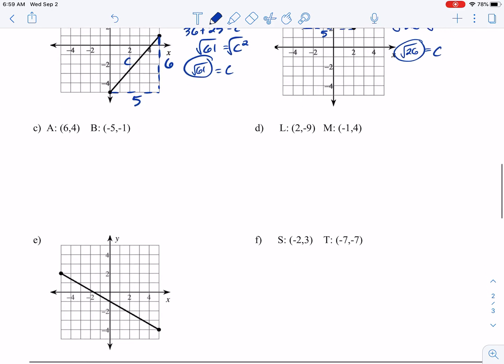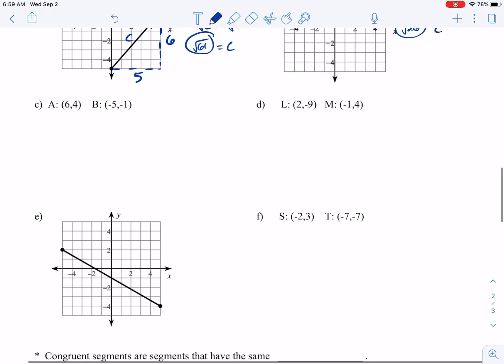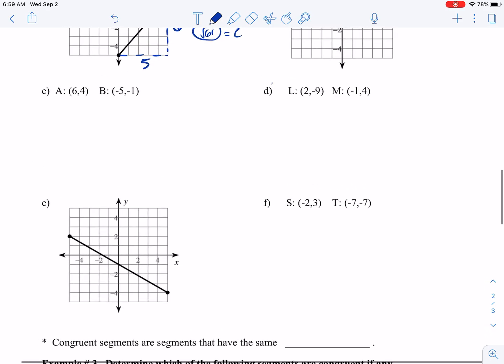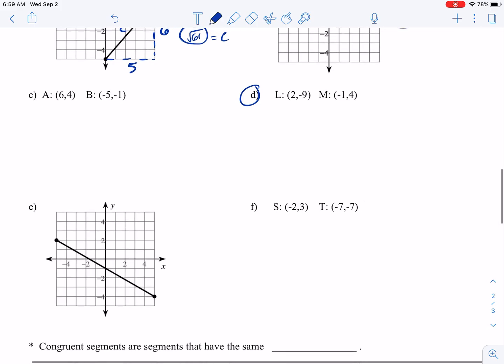Alrighty, let's try example D together. So if you want, you can always take these points and plot them on a number line. That's okay. That's fine to do. But it might be easier to use your distance formula, which is something you saw on the previous page.